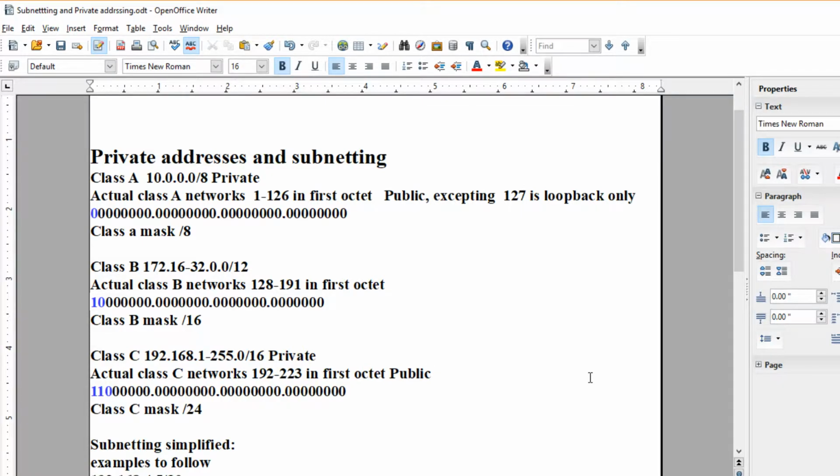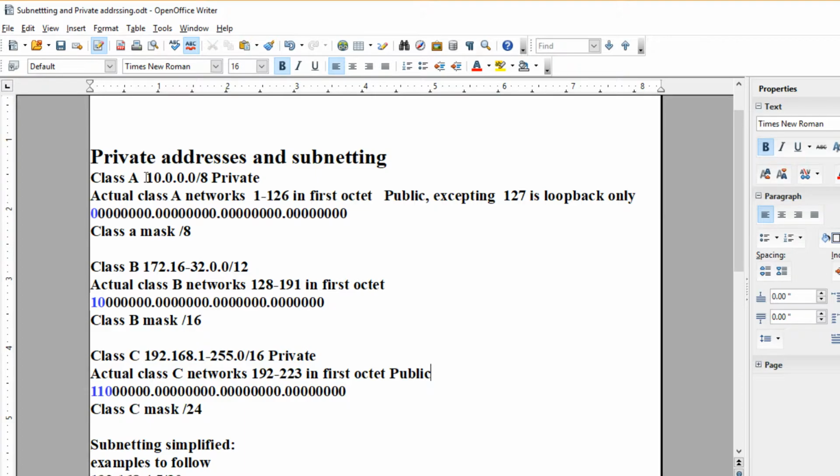First up, we'll be looking at Class A addresses. So a Class A private address just means the first octet is a 10, and the Class A mask is associated with /8. Although you can use a longer mask, it just means that the Class A address has been subnetted, but as long as this first octet's a 10, it's still a private Class A address.